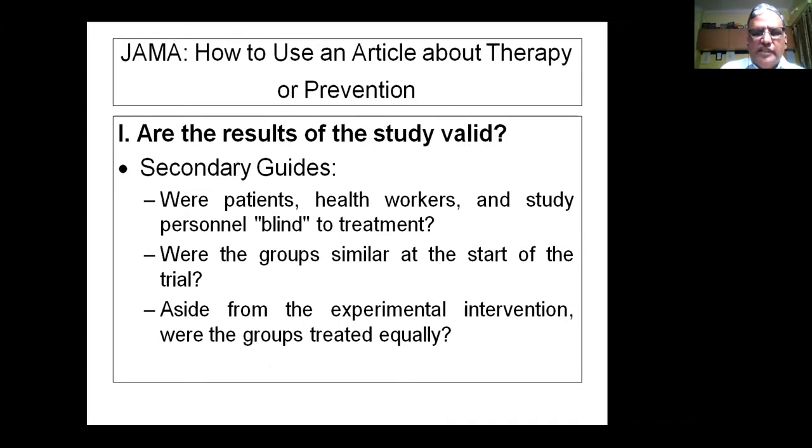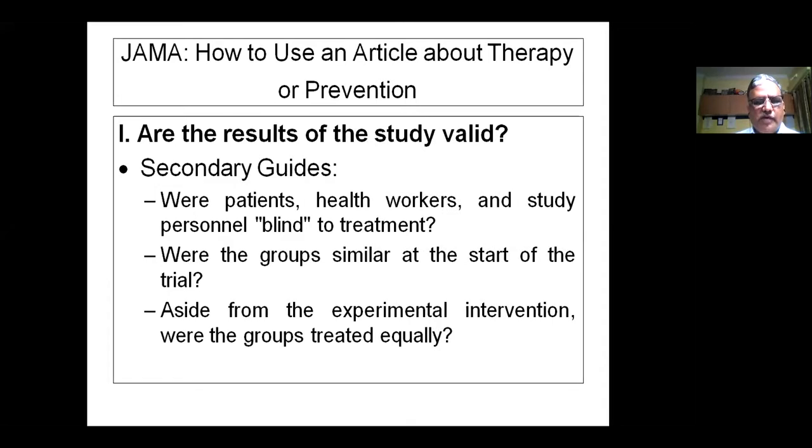So once the answers to the primary guides are satisfactory, then you will ask, were the patients, healthcare workers, and study personnel blinded to the treatment? Were the groups similar at the start of the trial? And aside from the experimental intervention, were the groups treated equally, or was there partiality and performance bias, like a particular group got more favors, better treatment?